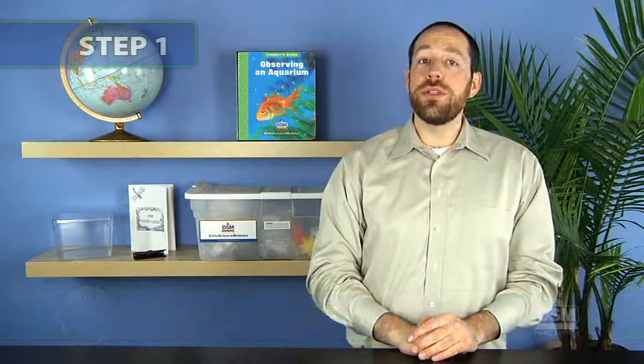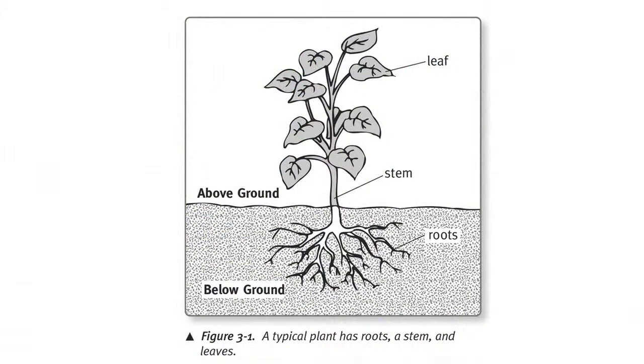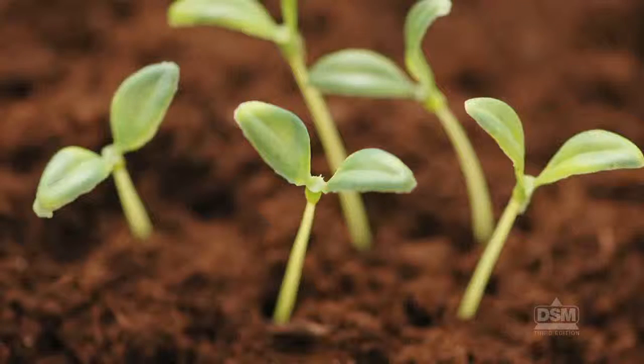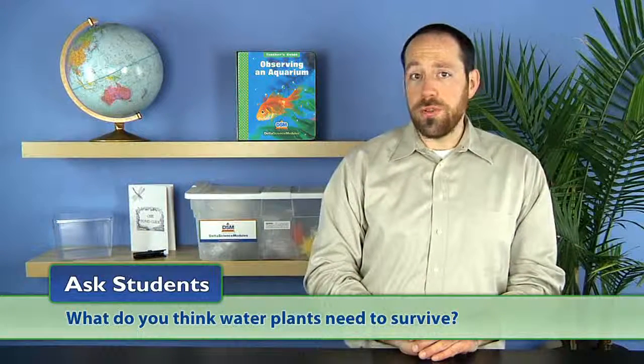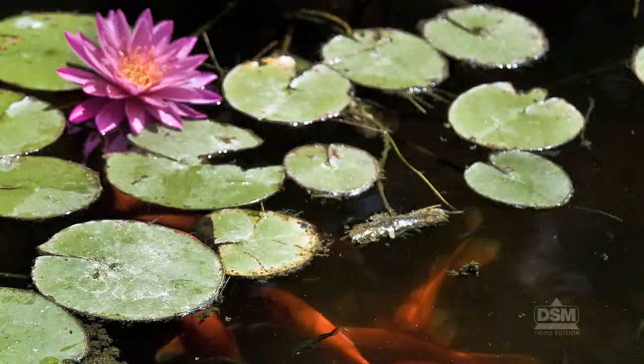To begin this activity, draw a picture of a plant similar to Figure 3.1 and have the class identify the roots, stem, and leaves. Ask students, what do you think land plants need to survive? Help students understand that land plants need soil, water, and sunlight. Then ask students, what do you think water plants need to survive? Students may know that water plants also need water and sunlight, but some water plants float and do not need soil. They get all the nutrients they need from the water.